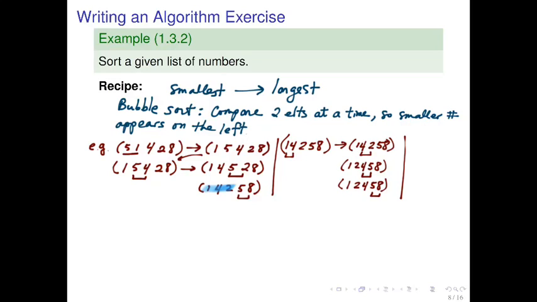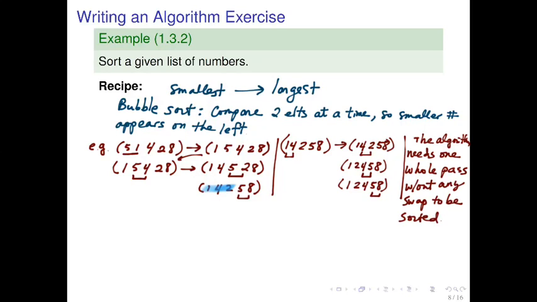Well, as we can see, this list is now sorted, but how do we actually tell the computer to stop when it's sorted? It turns out that the algorithm actually needs one more whole pass of this process without any swapping occurring in order for us to be sure that this thing is sorted.